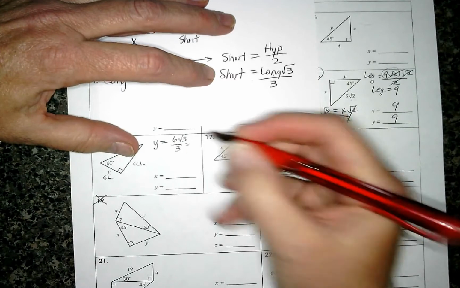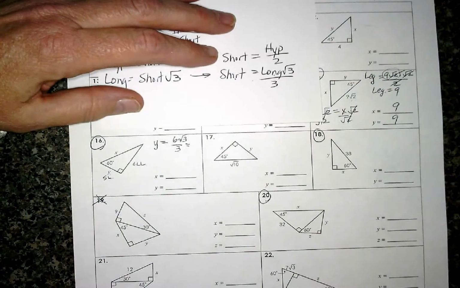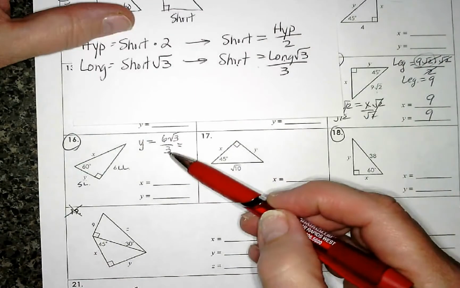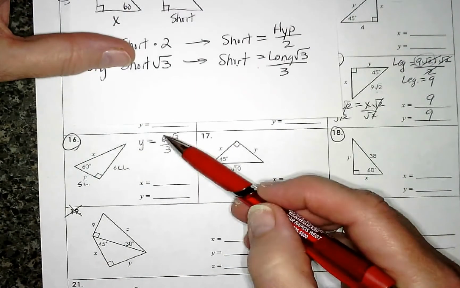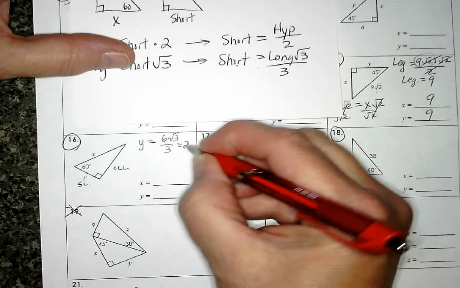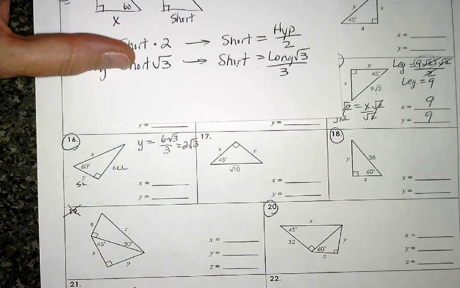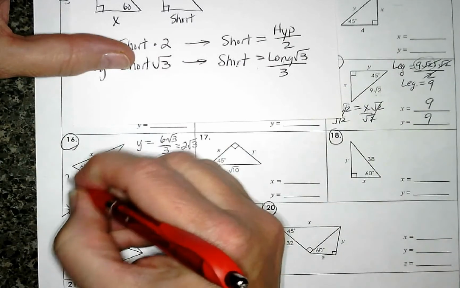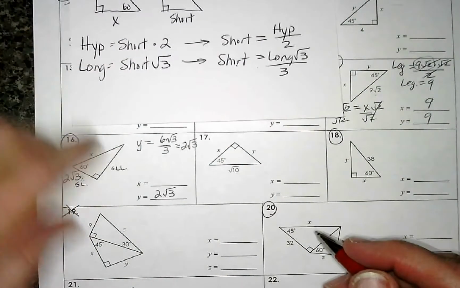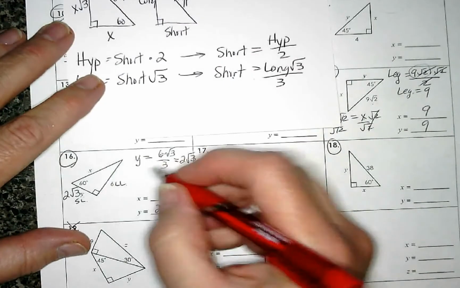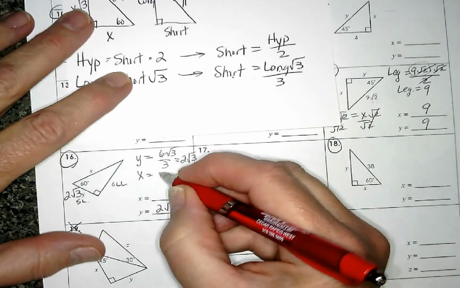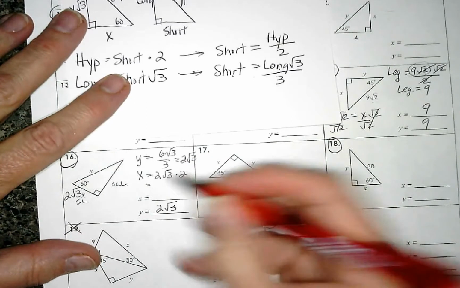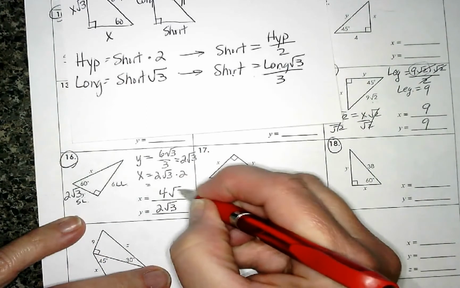Now, when I simplify these, I can go number with number and square root with square root. I can't mix a square root and a number, but I can mix a number and a number. So 6 divided by 3 is 2, times square root of 3. That's y, 2 square root of 3. That's the short leg. To find the hypotenuse, which is x, I take the short, 2 square root of 3, times 2, or double it. That gives me 4 square root 3.